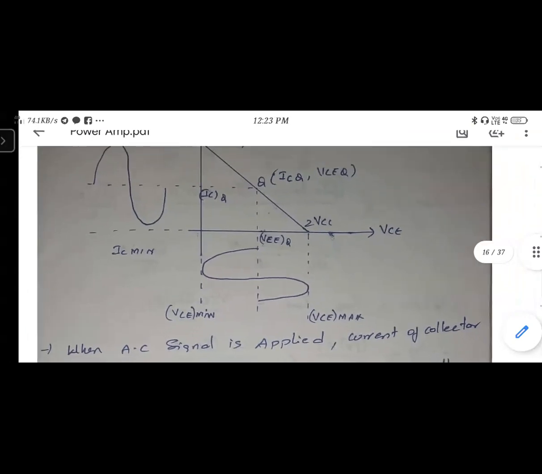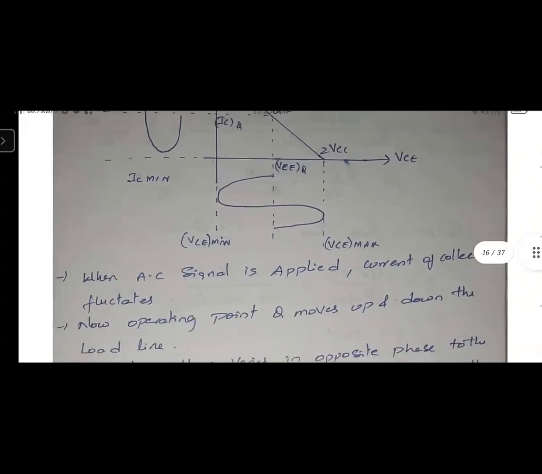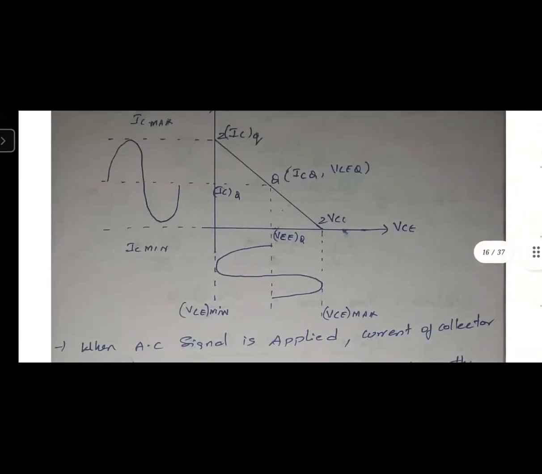Okay. This is the class A power amplifier. In the class A power amplifier, the complete input signal is transmitted to the complete output signal. Here, the Q point is selected at the midpoint. When the AC input signal is applied, the operating point moves between VCE maximum and VCE minimum, IC maximum and IC minimum. Here, IC maximum is nothing but 2 times ICQ, and VCE maximum is nothing but 2 times VCC, the supply DC voltage.